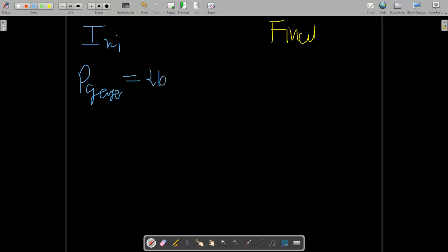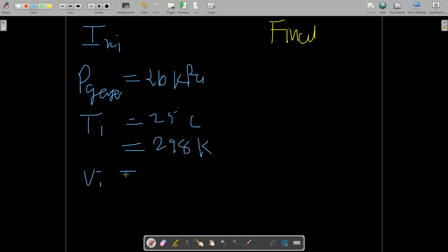First of all, write down the given data, the initial and final conditions. Initially, the gauge pressure is 210 kilopascal, the initial temperature is 25 degrees Celsius, or 298 Kelvin, and the initial volume is 0.65 meter cube. This volume remains constant. I have explained why.